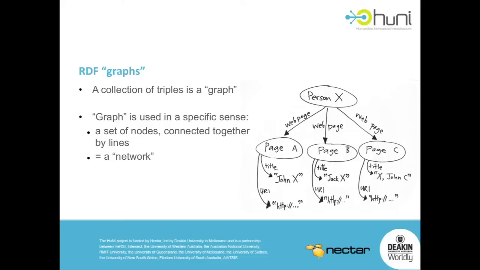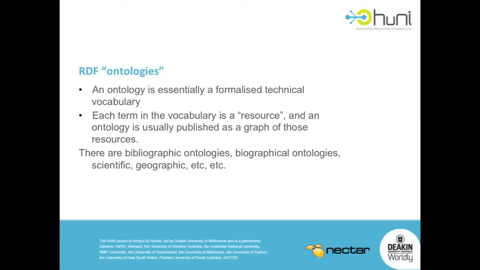So basically, an RDF graph is just a collection of triples, and because the triples are resources that are linked together by these other resources, if you get a whole bunch of triples together, they actually form a network, or a graph. So the word graph here is used in a mathematical sense, from graph theory, to mean a set of nodes connected together by lines or arcs, or a network, what people would normally call a network in colloquial language.